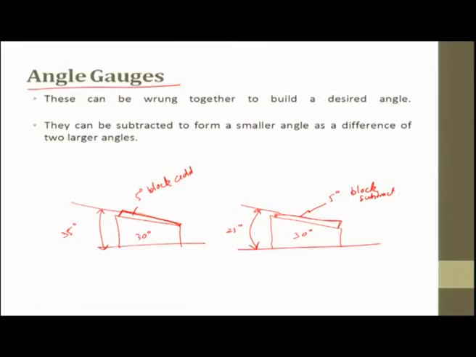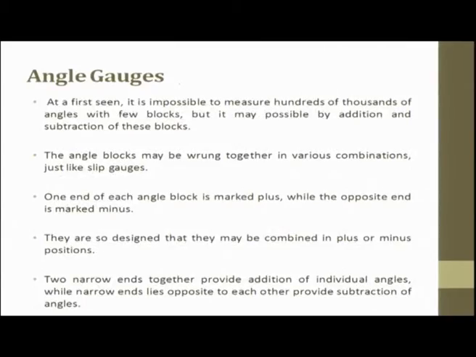Again here we use the concept of ringing to form the angle. At first sight, it seems impossible to measure hundreds of thousands of angles with a few blocks, but it may be possible by addition and subtraction of these blocks. The angle blocks may be rung together in various combinations just like slip gauges. One end of each angle block is marked plus while the opposite end is marked minus.